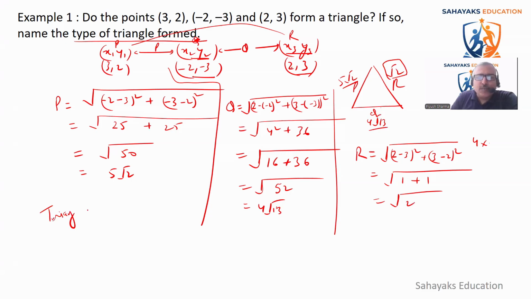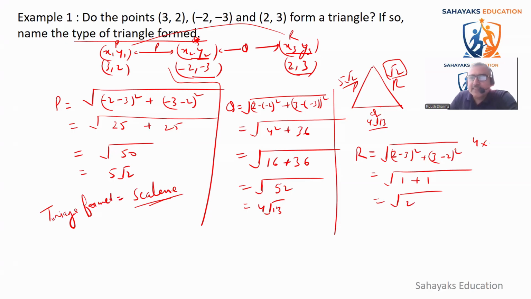Triangle formed is equal to scalene. Scalene means all three sides are different. No two sides are the same. And that's why it is a scalene triangle. That is the first thing.